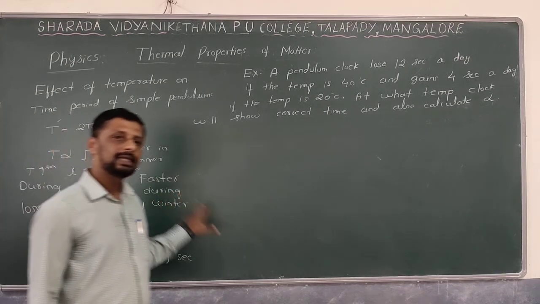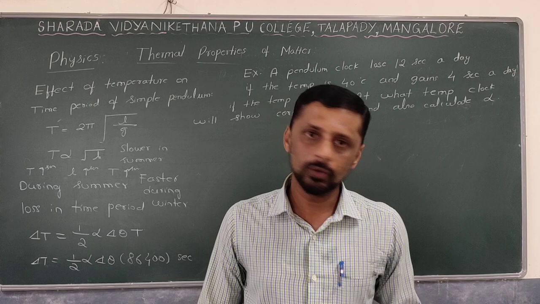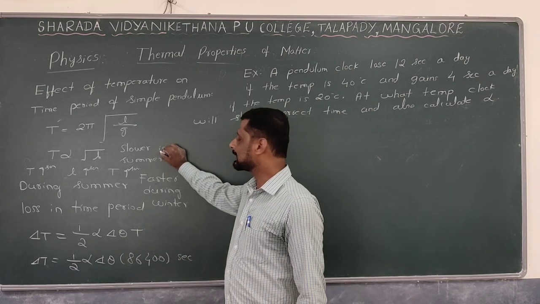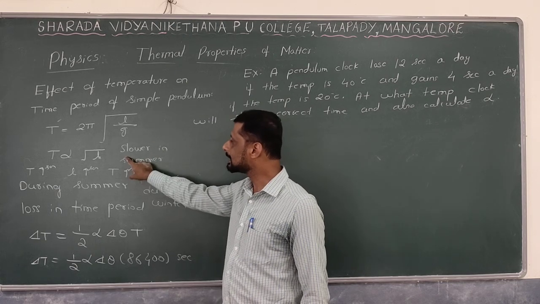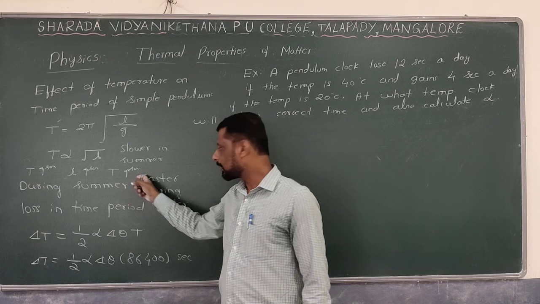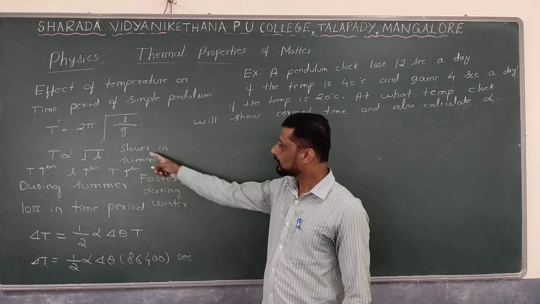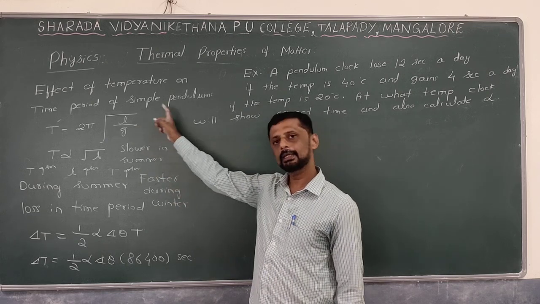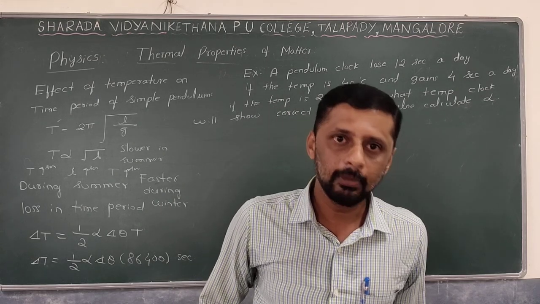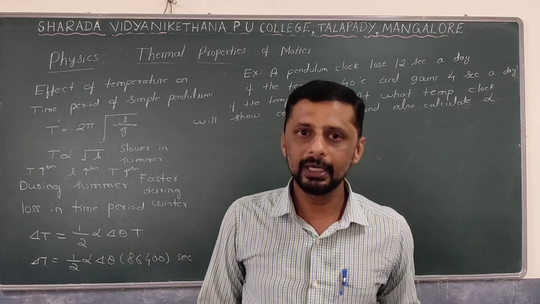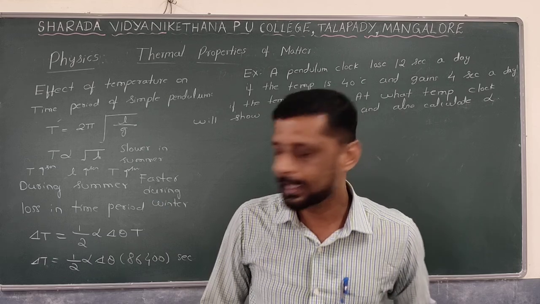So this is because of what? Linear expansion in solids. Usually a material expands on heating as well as contracts on cooling. During the summer, as the temperature is increased from normal room temperature, length increases, time period increases, and hence the clock becomes slower. During the winter, the length of the simple pendulum decreases, time period decreases, and hence the clock becomes faster. So the clock will show correct time only at a particular room temperature, and when the temperature increases or decreases, it will not show correct time.